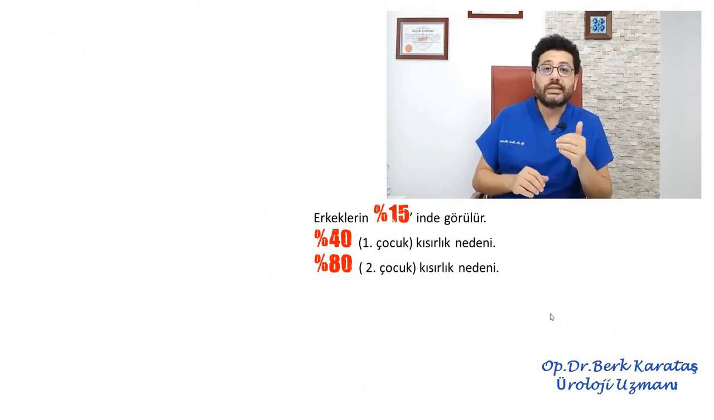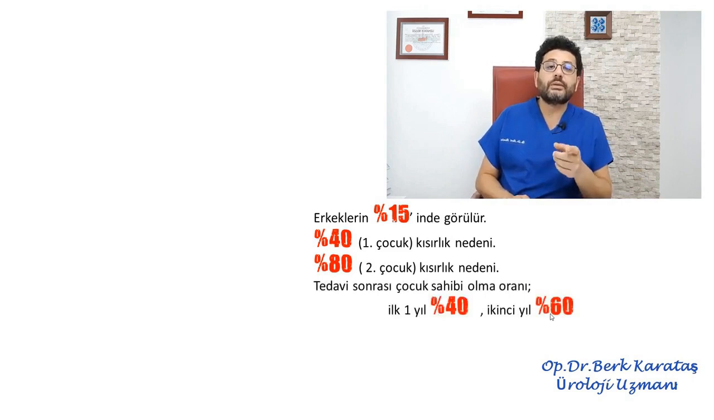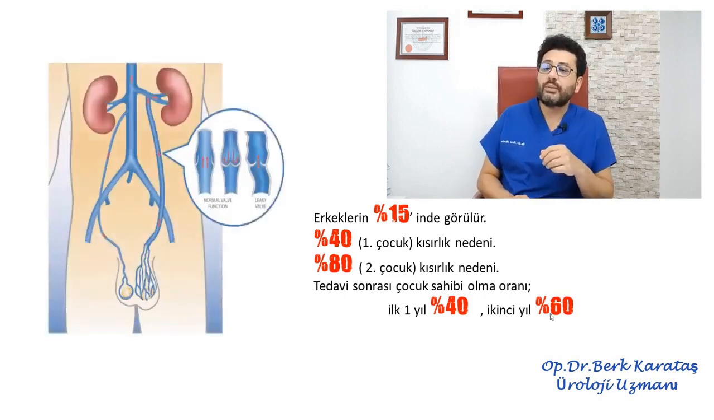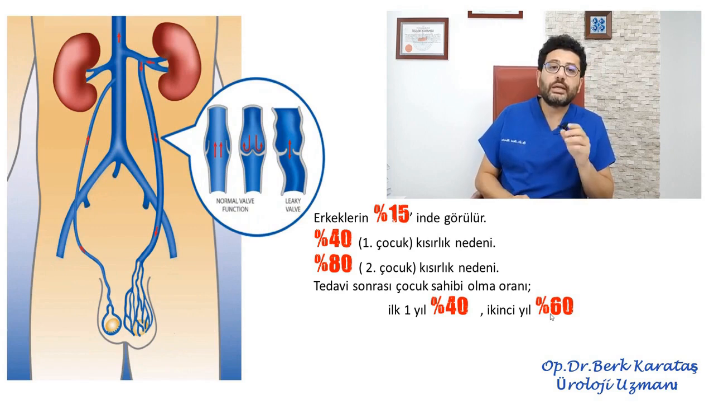Another important point is that if varicocele disease is treated, meaning if we undergo surgery for varicocele disease in the first year, the chance of our partner getting pregnant is found to be 40% in the first year and 60% in the second year. That's why varicocele disease is very important. Let's take a look at why it occurs. Now we have three theories regarding why it occurs.